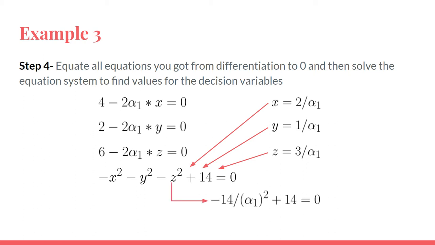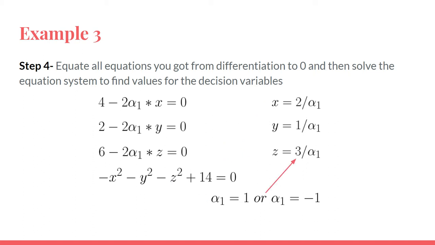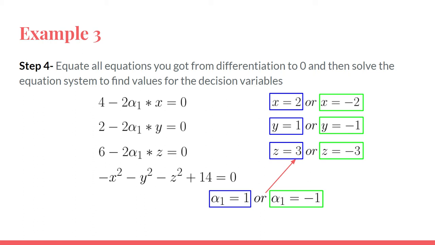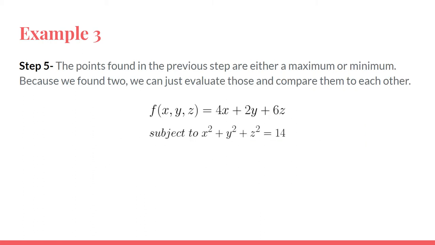By doing this, we have then minus 14 over alpha 1 squared plus 14 is equal to 0. By solving this, we have that alpha 1 is equal to 1 or alpha 1 is equal to minus 1. By applying these values to the equations of x, y, and z that we got from before, we have that if alpha 1 is equal to 1, x is equal to 2, y is equal to 1, and z is equal to 3. If alpha 1 is equal to minus 1, then x is equal to minus 2, y is equal to minus 1, and z is equal to minus 3.